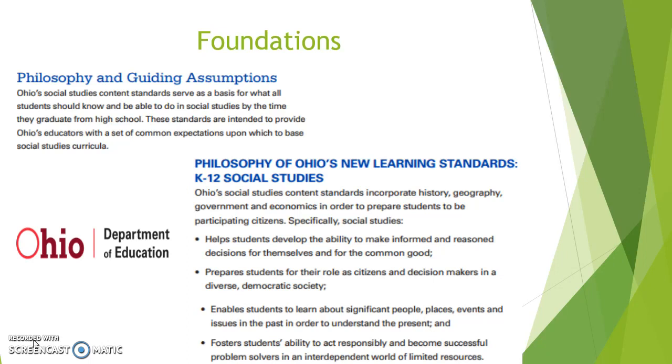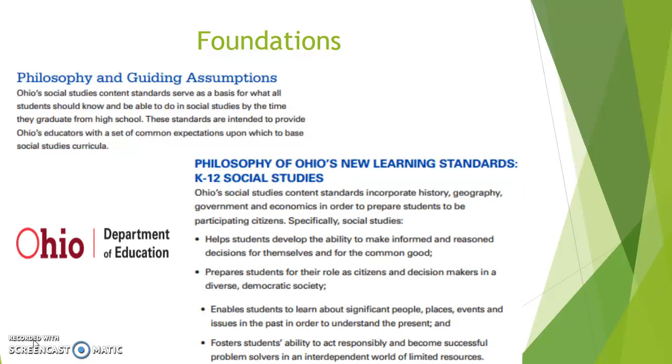Ohio's social studies content standards serve as a basis for what all students should know and be able to do in social studies by the time they graduate from high school. These standards are intended to provide Ohio's educators with a set of common expectations upon which to base social studies curricula. Ohio's social studies content standards incorporate history, geography, government, and economics in order to prepare students to be participating citizens.